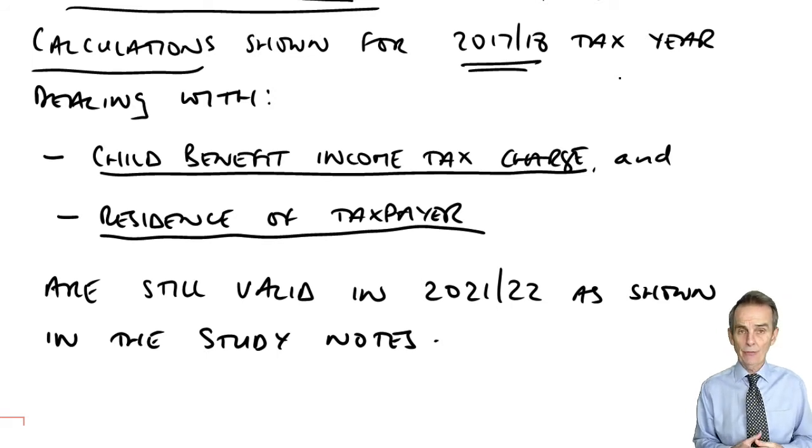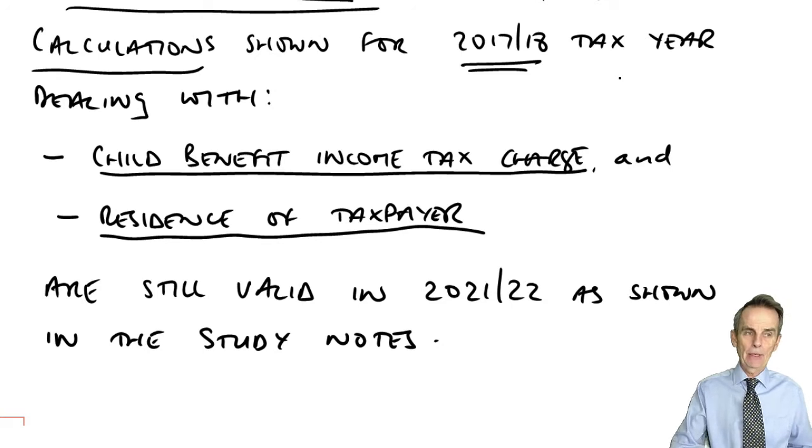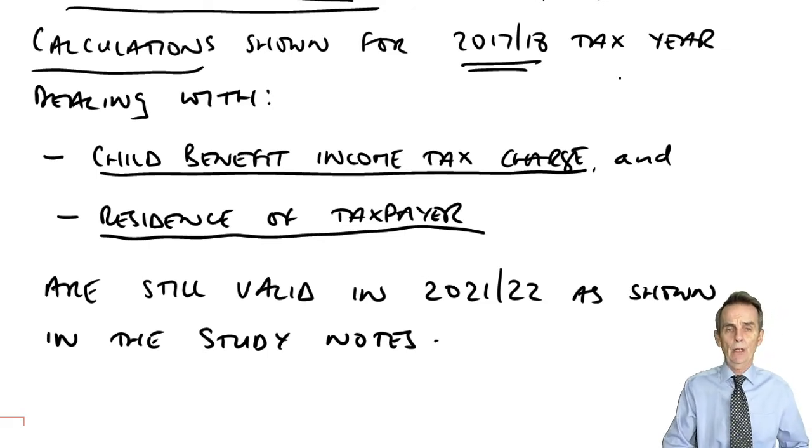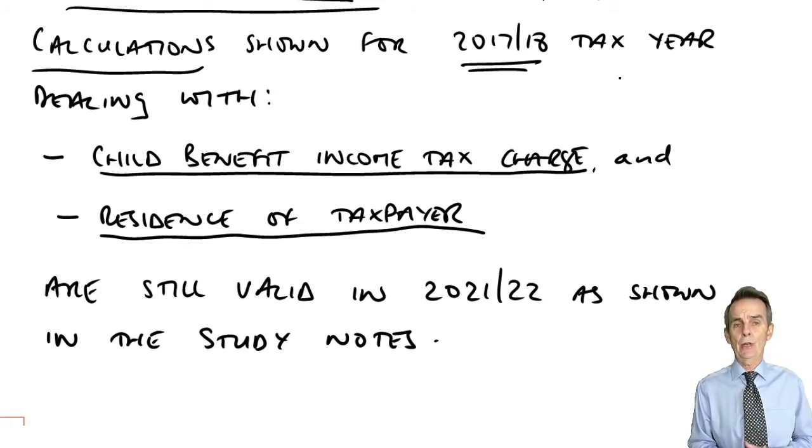When it comes to the final section of this chapter, it deals with how we determine whether a taxpayer is UK resident, because it is that resident status that will dictate their chargeability to the various UK taxes, be it income tax, be it capital gains tax. Those are the two relevant for us that will dictate their chargeability based on UK residence.